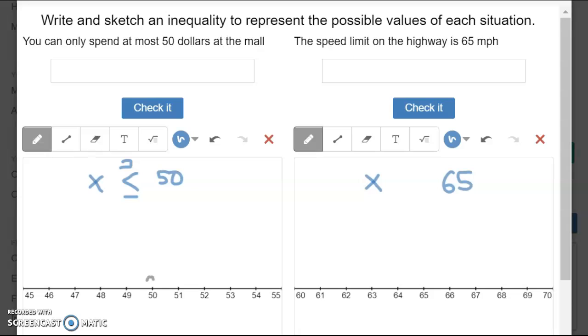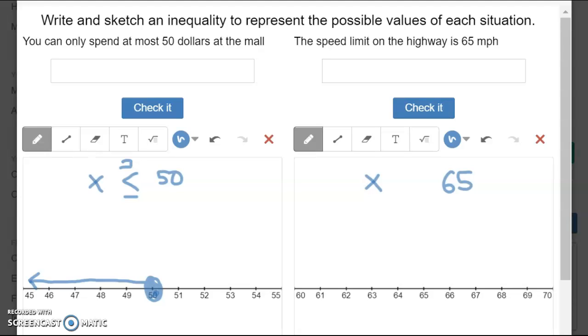So find my boundary point of 50. It's going to be shaded in because it's less than or equal to. The equal sign means it's going to be colored in. And then look at the shading. Okay, it's pointing to the left, so we're going to shade to the left. That means I can spend $47, $46, or $49, but I'm not allowed to spend $52 or $55 and so on.